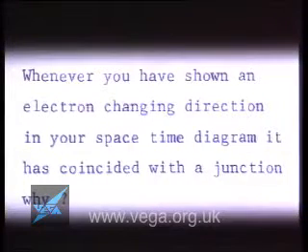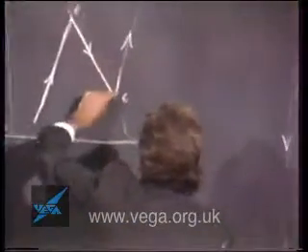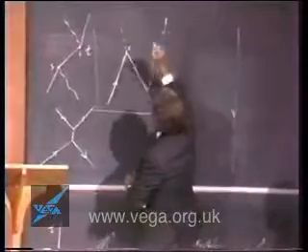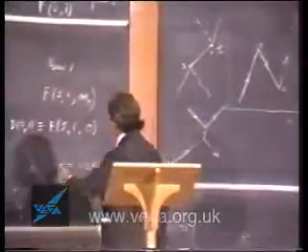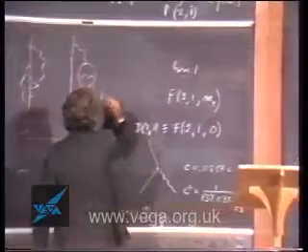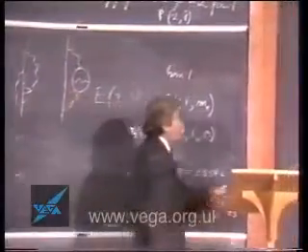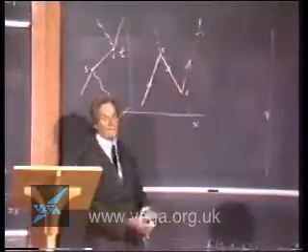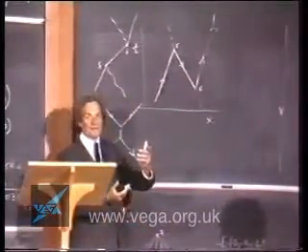Whenever you have shown an electron changing direction in your space-time diagram, it has coincided with a junction. Why? I did that because what I really know, and the only thing I do know, is that there's an amplitude to go from 5 to 6 as a free particle without disturbance. And then there's junctions, and then it goes to another point as a free particle without disturbance. And so I just wanted to represent the functions which I've erased here. By this line, I mean that in the final expression, you will find a factor E56. The line is only meant to indicate that fact.